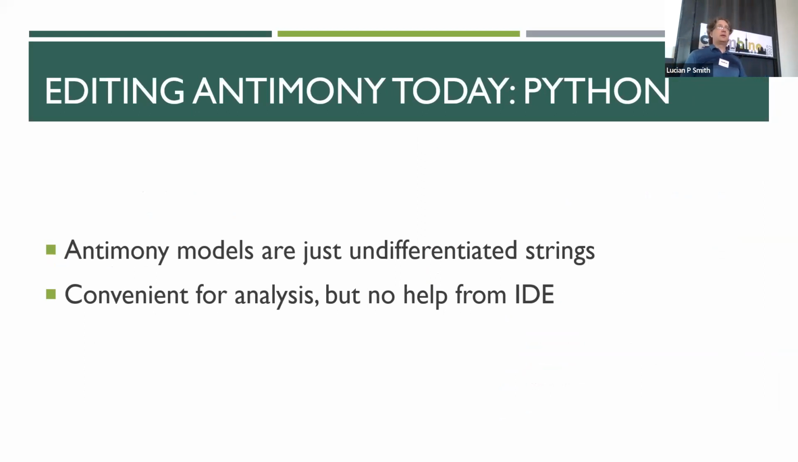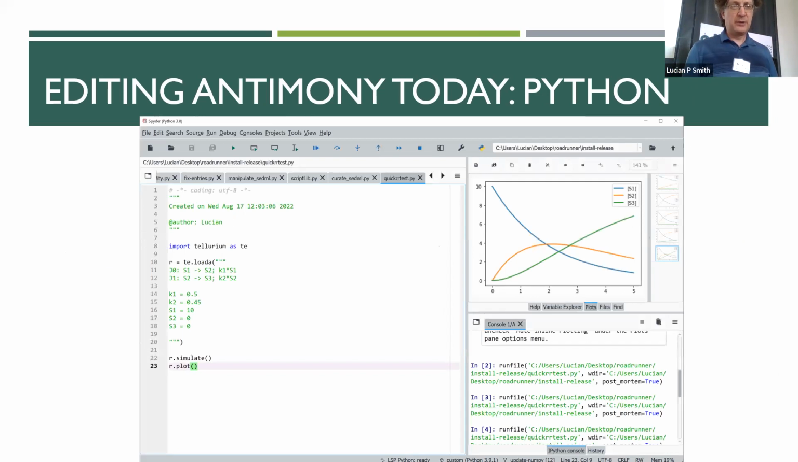In Python, the Antimony model is just an undifferentiated string. Typically you use the Python versions where you have three quotes, then your Antimony model, and then three quotes at the end. That's convenient when you are creating something in a Python script, but it doesn't give you any help in the IDE. I think I have this next, yeah. So this is Spyder, and that's too small, but basically this bit here is your Antimony string, and it's just all green, right? Python doesn't know anything about Antimony. All it knows in this context is that it is a string. This is the import Tellurium, load the model, then simulate and plot it, and then it shows you the plot over here. So it's nice and convenient, but it doesn't give you extra help in the Antimony creation.